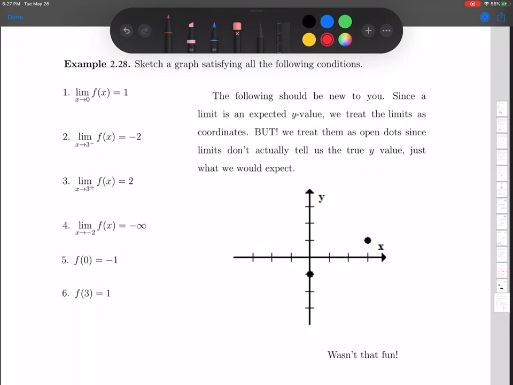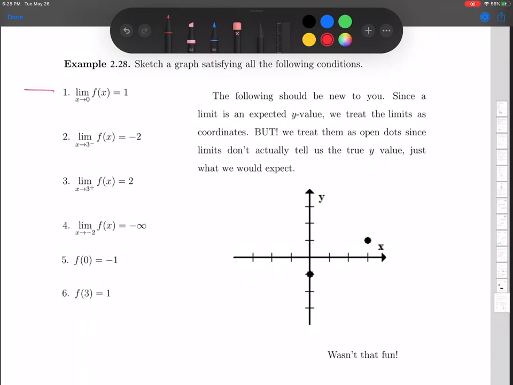Example 2.28. Sketch a graph that satisfies all of the following conditions. So we have 6 conditions there, and we want to be able to successfully graph these things. Sometimes this is a really challenging problem for students because they're taking their information and interpreting it into a graph. So I like to go step by step. If you guys notice, there's already two dots on the graph right there. Those are actually 2 things that I've already plotted for us.